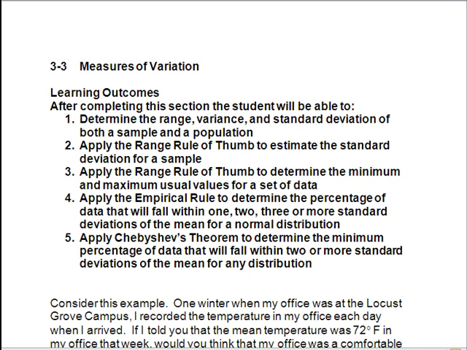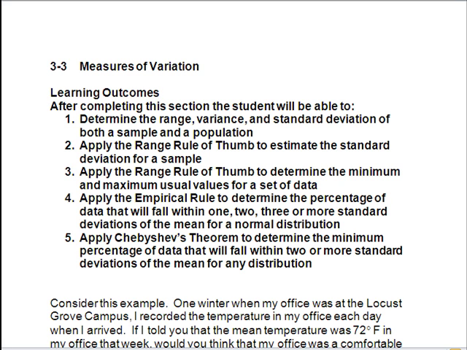Today we're taking a look at measures of variation in section 3-3. Our learning outcomes include the following. Number 1, determine the range, variance, and standard deviation of both a sample and a population. Number 2, apply the range rule of thumb to estimate the standard deviation for a sample.